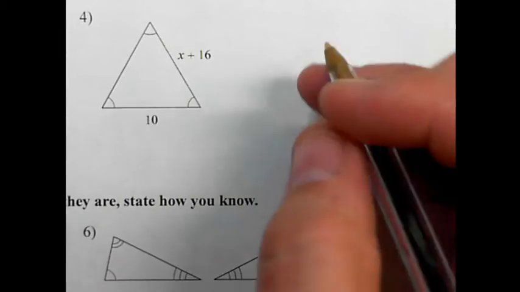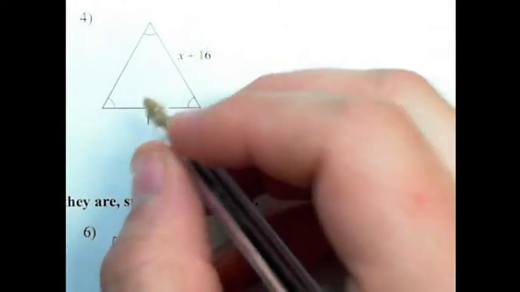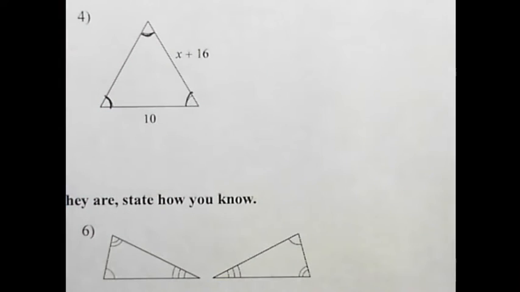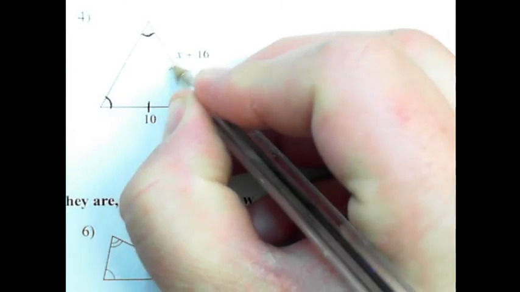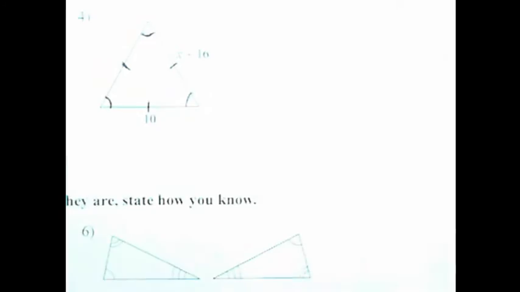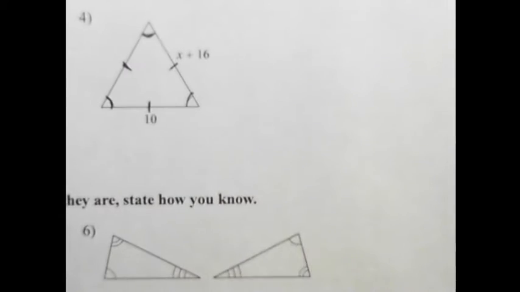So for problem number 4, again we have an equilateral triangle. How do I know that? Because it's equiangular. Equiangular means that all three angles are congruent. I know they're congruent because each one has an arc. So because all three angles are congruent, that means that all three sides of the triangle are congruent based on the base angles theorem, or the corollary of it. Actually this is the corollary, but the converse of it.